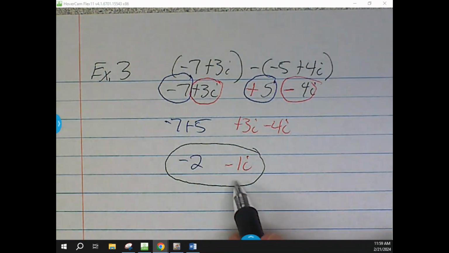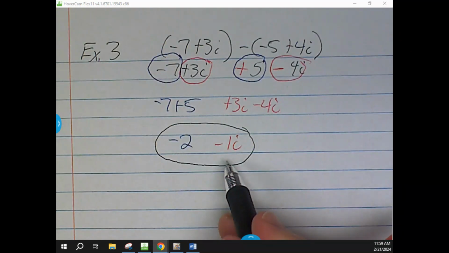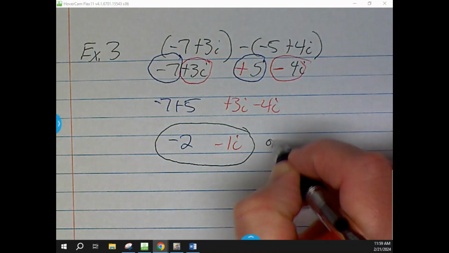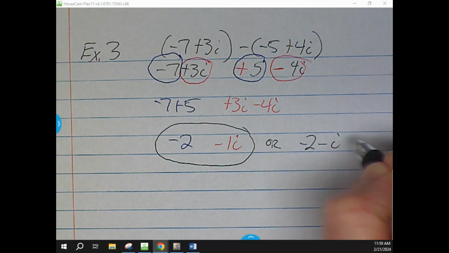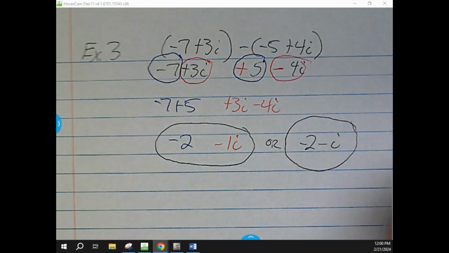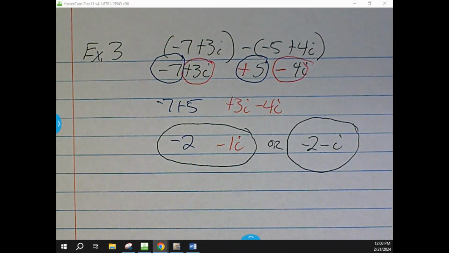Now, the 1 is optional in this case, because it's like x: you don't have to put 1x. So we could do negative 2 minus i, and that answer would also be okay. If you put the 1i, that's fine. If you don't put the 1 with the i, that's fine. Either of those two answers will be okay, because the i variable is just like an x, just like you don't have to put 1x on it. Same thing for this one. If you just leave it as negative i, that's okay.